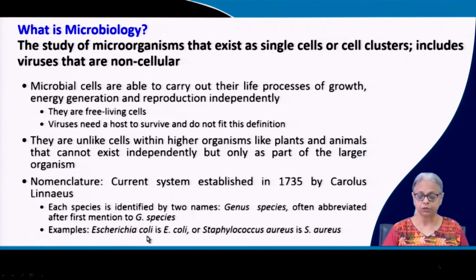So Escherichia coli, which is a common inhabitant of our gastrointestinal tract, is going to be shortened and written as E. coli. And Staphylococcus aureus, which is again a very common pathogen in our environment, is shortened to S. aureus. Okay, so this is the simplest way of naming and identifying different species of microorganisms or even higher organisms.